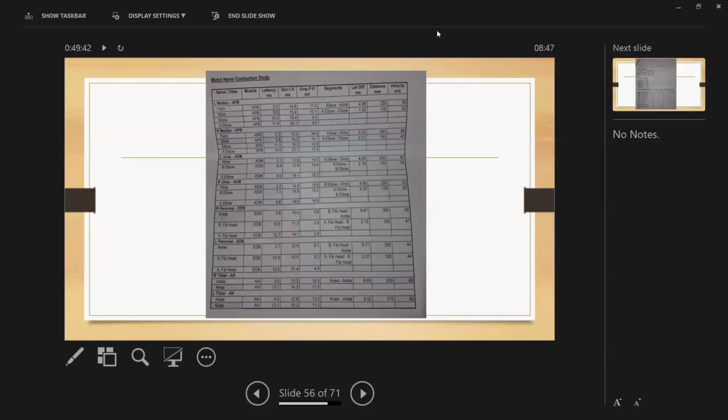From bilateral median. Whenever you have a neuropathy, you always go to the median.